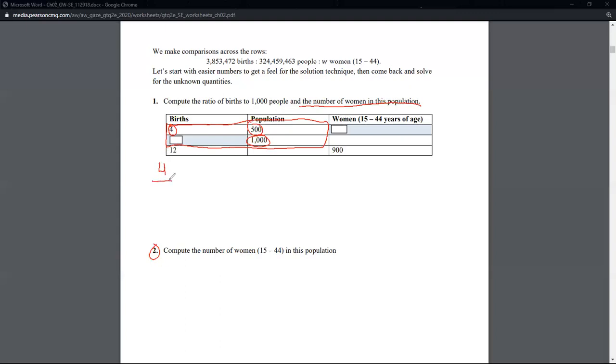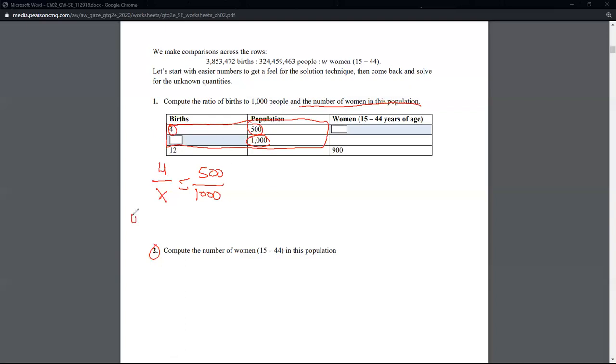So we can go 4 over X equals 500 over 1,000. That's my favorite way to do it using a ratio table. That way you're just going top left over bottom left equals top right over bottom right. But again, I could go 4 over 500 equals X over 1,000. I could go 500 over 4 equals 1,000 over X. I could go 1,000 over 500 equals X over 4. I could go X over 4 equals 1,000 over 500. Lots of ways to set this up. Lots of ways to set it up wrong, lots of ways to set it up right.